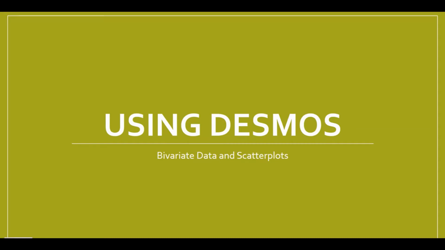In this video, we're going to look at using Desmos to plot some bivariate data into a scatterplot, find the line of best fit, find the Pearson's correlation coefficient, our R value, and the coefficient of determination, the R squared value.